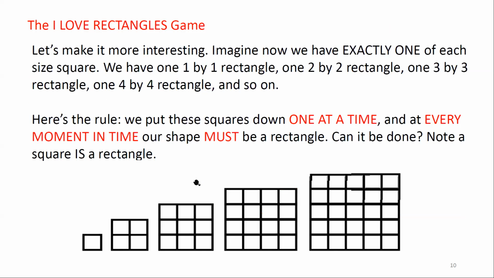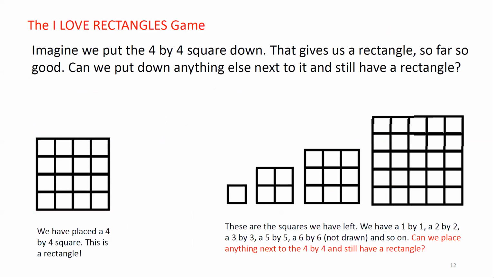Okay, so you see all the different shapes we have. You choose a shape and you put it down. Because a square is a rectangle, the shape you have on the board is a rectangle. You no longer have that shape. So you put down the 3 by 3 or the 4 by 4, we would no longer have that available. Then you have to choose another square and put it down. You can't put it on top of the previous one. And you must still have a rectangle.